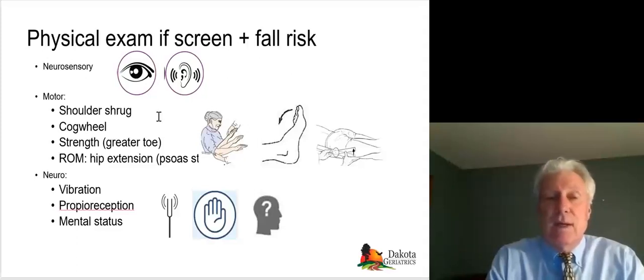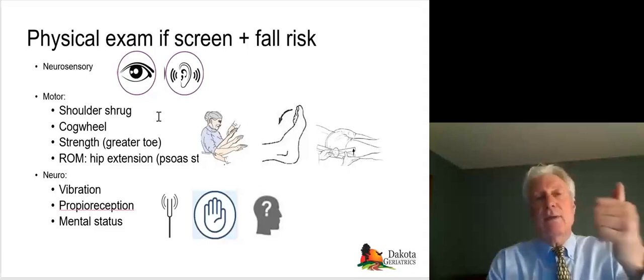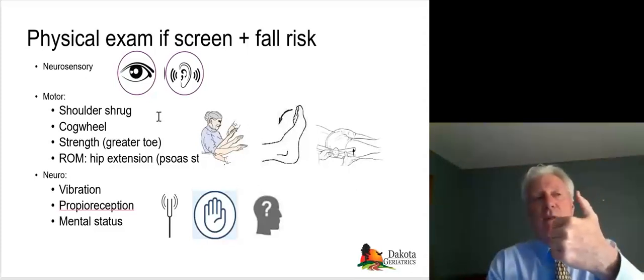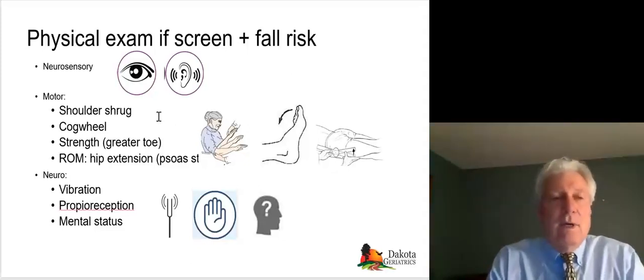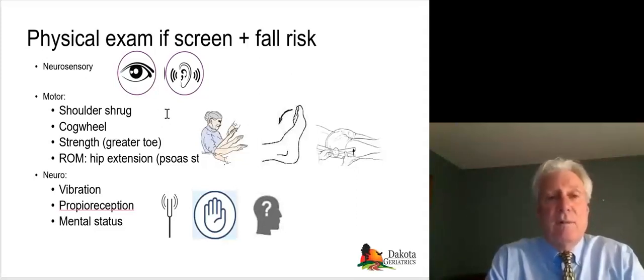So you always look for the upper extremities as well as lower extremity strength, both in terms of the hip strength, knee strength, ankle strength. And I also look at the greater toe strength. And so if they have weakness in pushing the toe downwards or upwards, that could indicate a lumbar fifth nerve problem or a sacral first nerve problem.